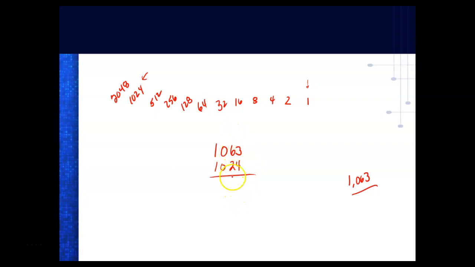I'm waiting. What is that, 39? Okay. So I'd come up here, since I was able to subtract this, I would put a 1. Can I subtract a 512 from 39? Yes or no? Nope. No, so I put a 0 there.